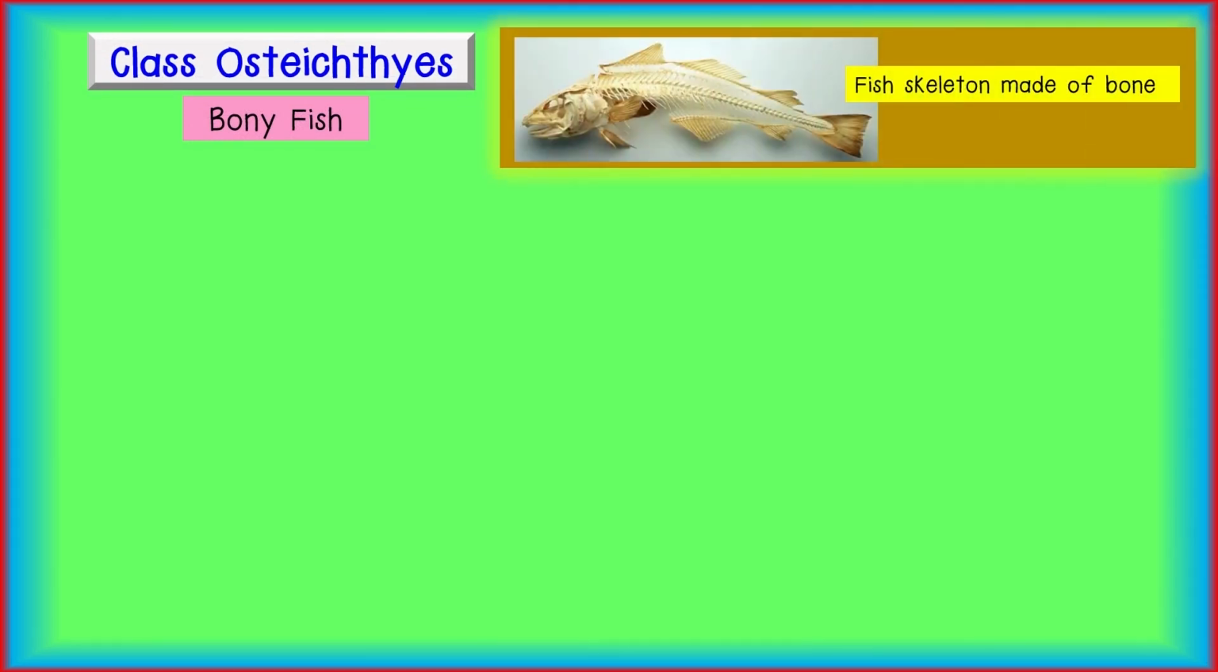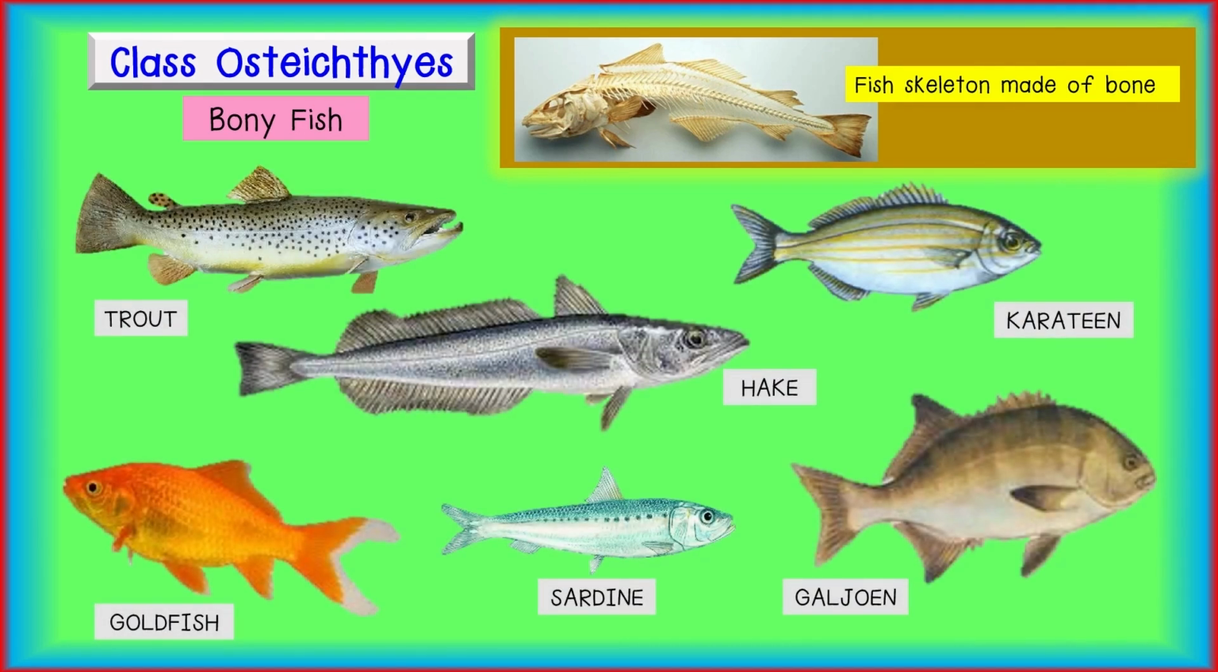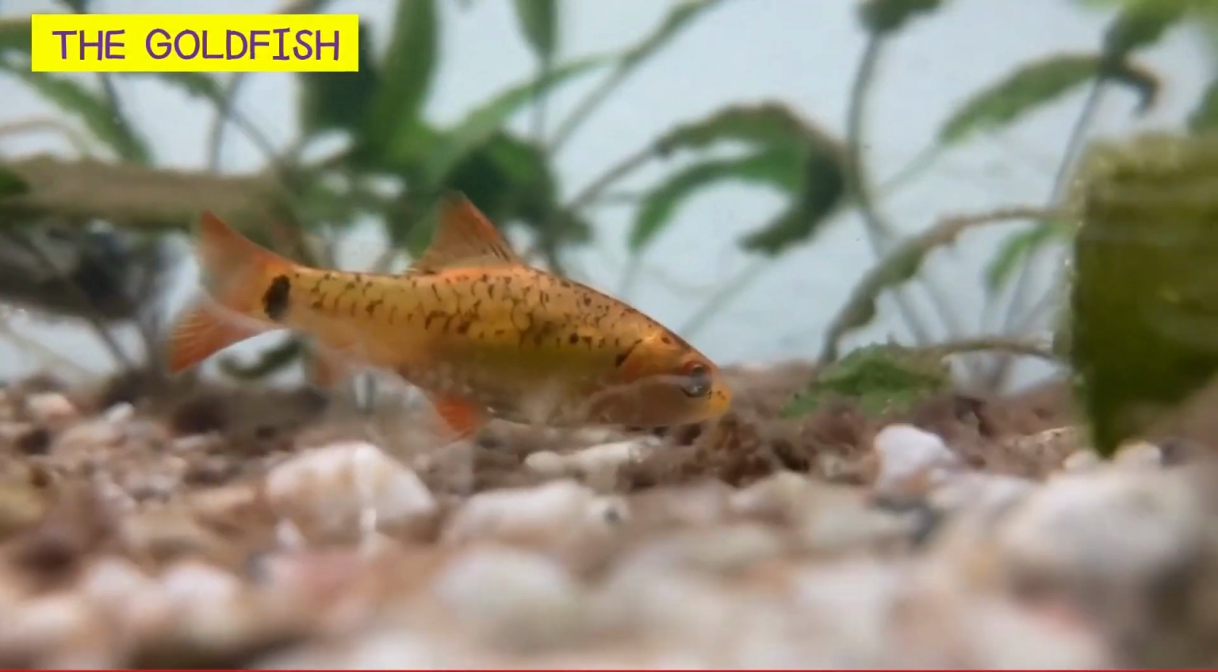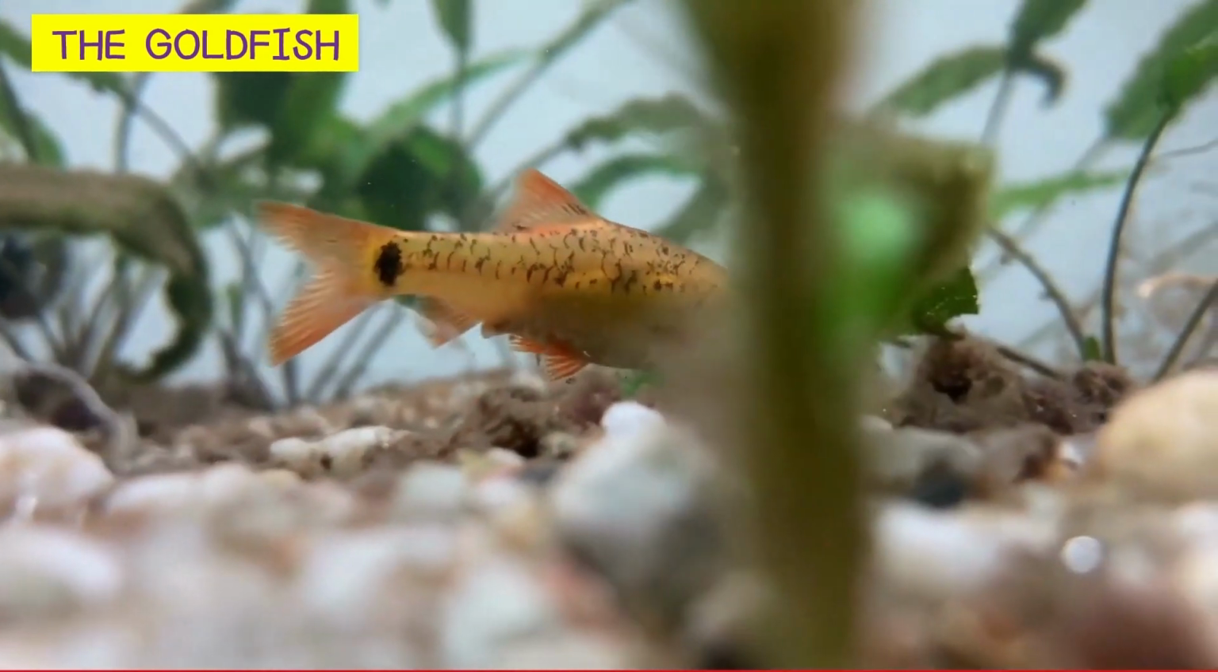The members of class Osteichthyes are all fish that have bony skeletons. They may be referred to as the bony fish. Check out these examples of class Osteichthyes fish. The goldfish is a good example of class Osteichthyes.